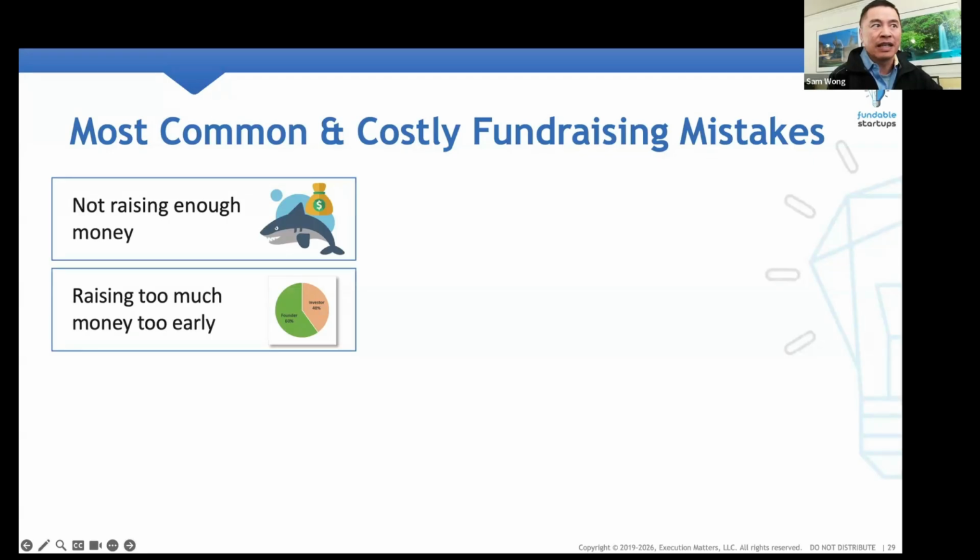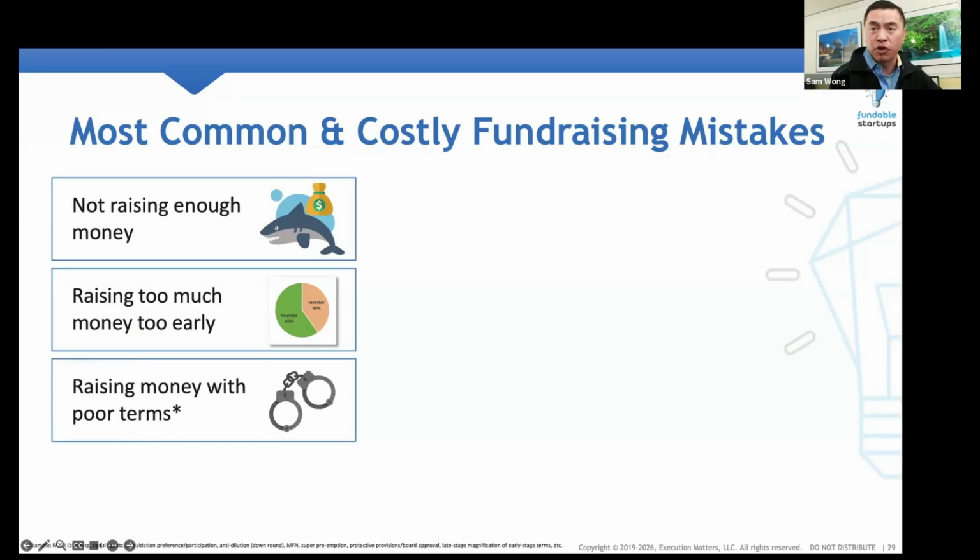Between not raising enough money and raising too much money, I suppose you'd prefer to raise too much money, but that does have a backside bite, which is over dilution for the founders and the employees. You can also raise money with poor terms. Most people never consider the terms because they don't understand it.